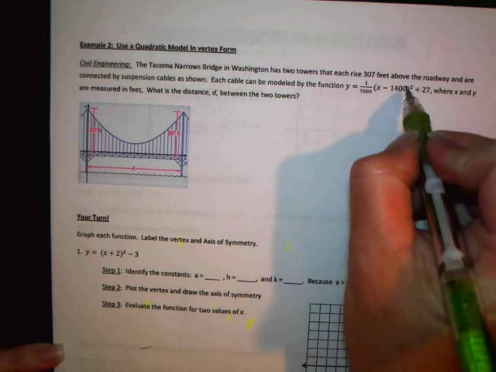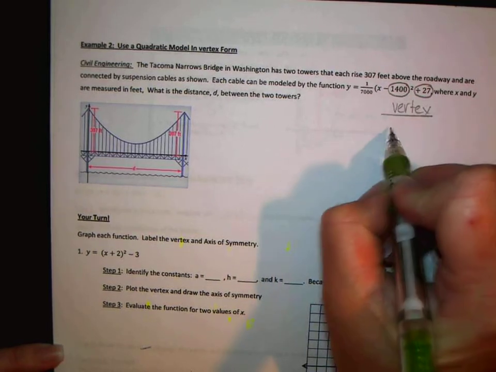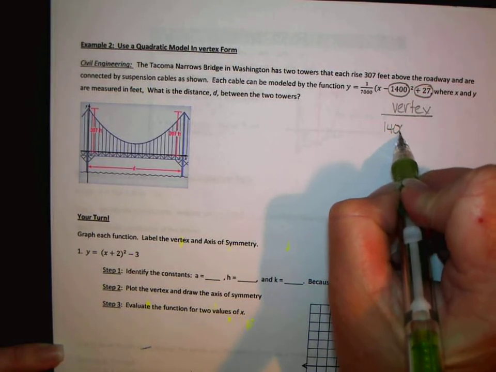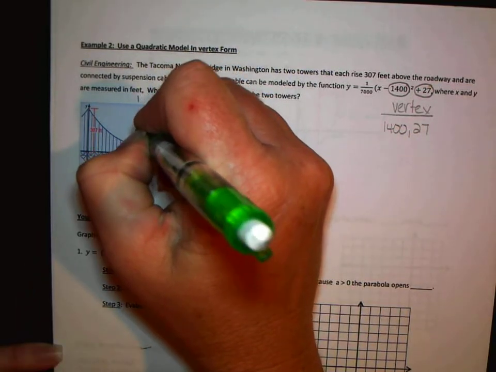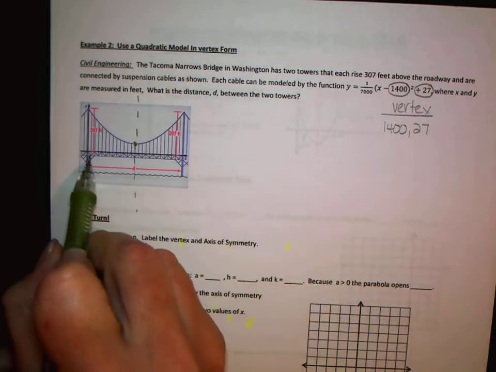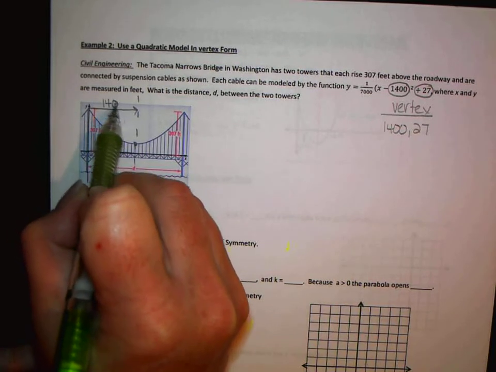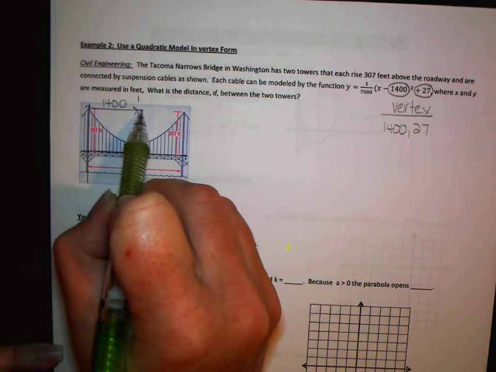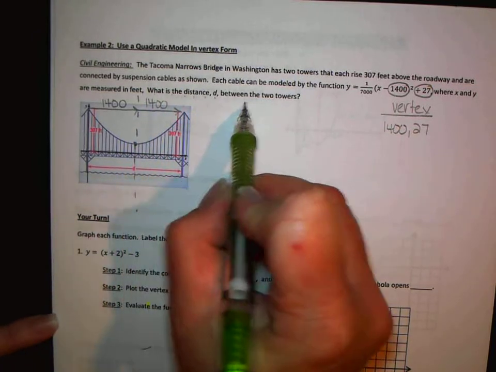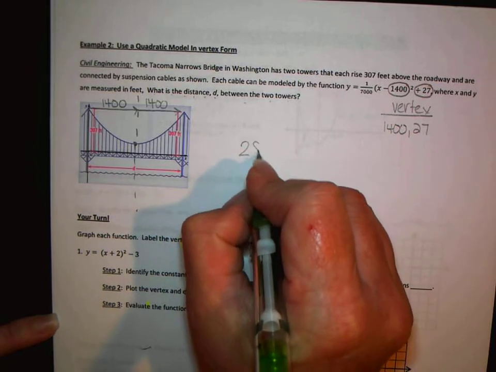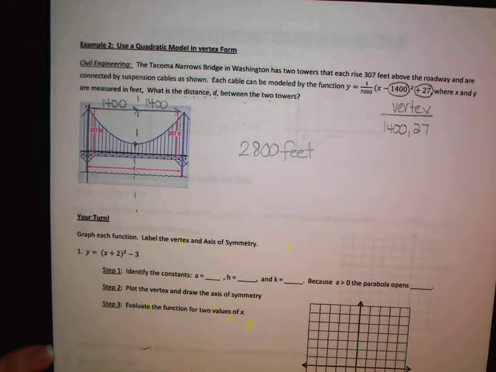Okay, well, you know that this is your vertex. So the vertex of this equation is 1,400, 27. So common sense says that here is your vertex, and here's your axis of symmetry. If it has gone 1,400 feet, that means from here to here is 1,400 feet. Because it's symmetrical, from here to here is another 1,400 feet. So the distance d between the towers would be 2,800 feet. See, that question looks like it can be intimidating, really not.